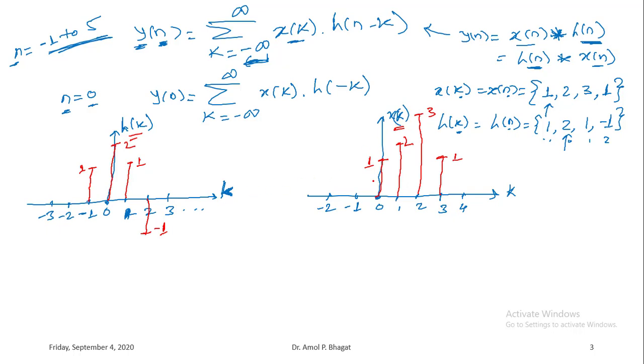After plotting these two sequences, as per this formula, when I substitute n equals 0, y of 0 is summation k from minus infinity to infinity x of k into h of minus k. Here x of k is already present. Now I have to identify h of minus k, which is nothing but the folded version of h of k. So I need to fold this h of k.